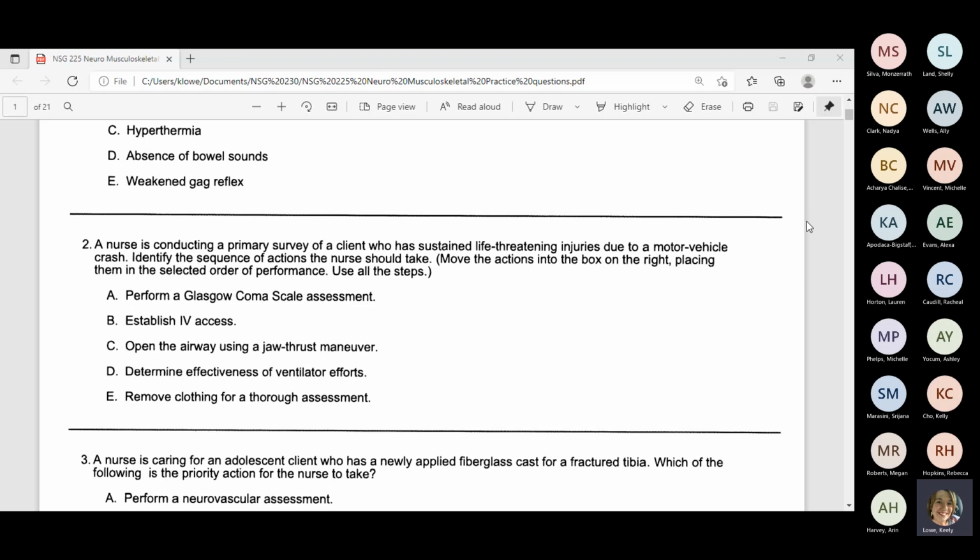Okay, so reading through all those things, if we are coming to aid someone with a life-threatening injury, what are we going to do first? C, open the airway. We're going to open the airway. Right. We're going to open the airway. What do you think we do next?